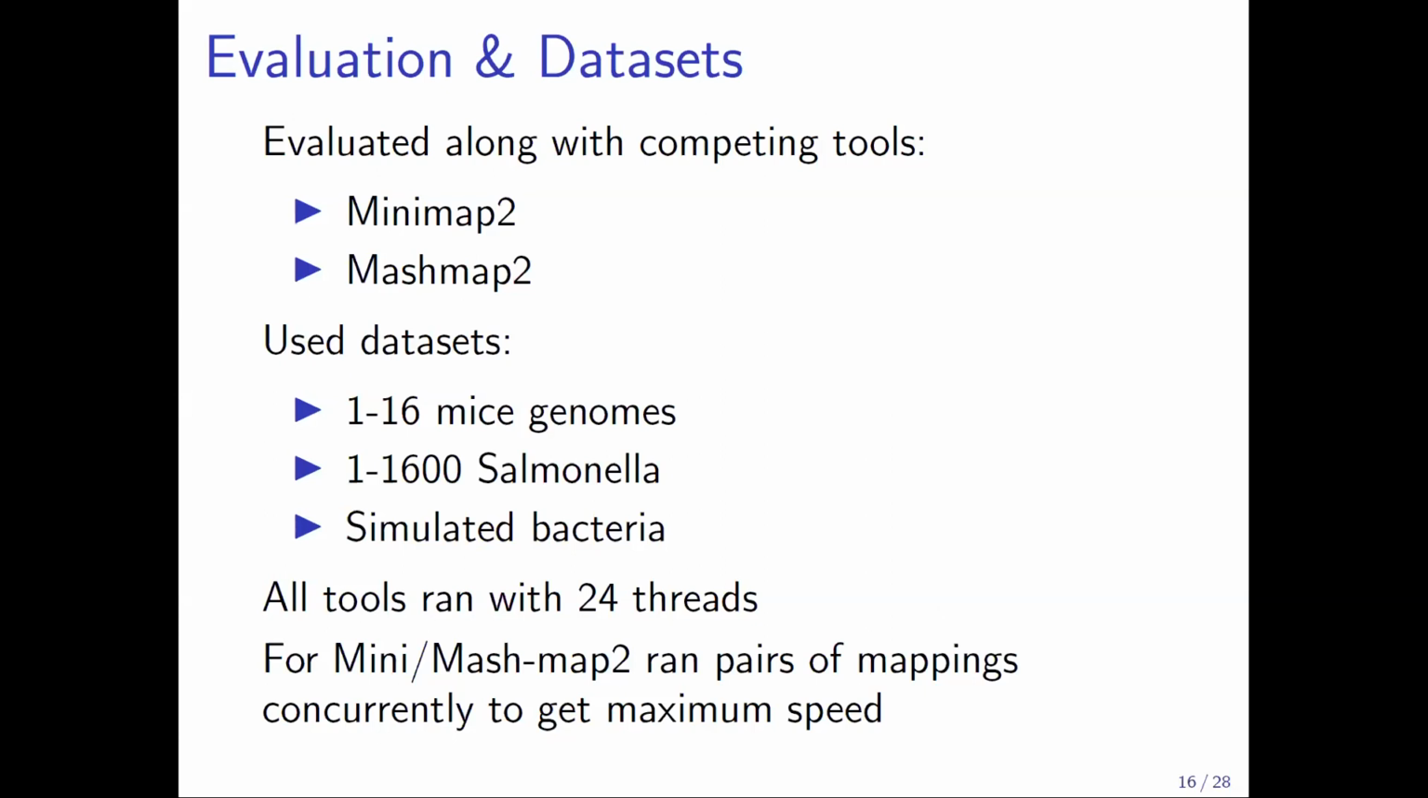And in all our experiments, we ran our tools with 24 threads. And for Minimap2 and MashMap2, we basically created pipelines that ran separate pairs of mappings concurrently to get the maximum parallel speed up and utilization of the CPU resources. So I'll show you the results.